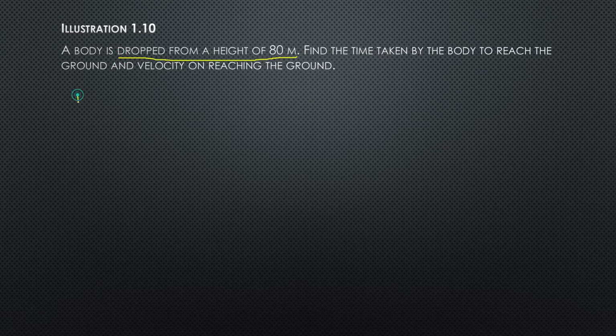So let's say on the top of a building, which is 80 meters high, our body is dropped. Okay. So when we say drop, its initial velocity will be equal to 0. Okay. Find the time taken by the body to reach the ground.